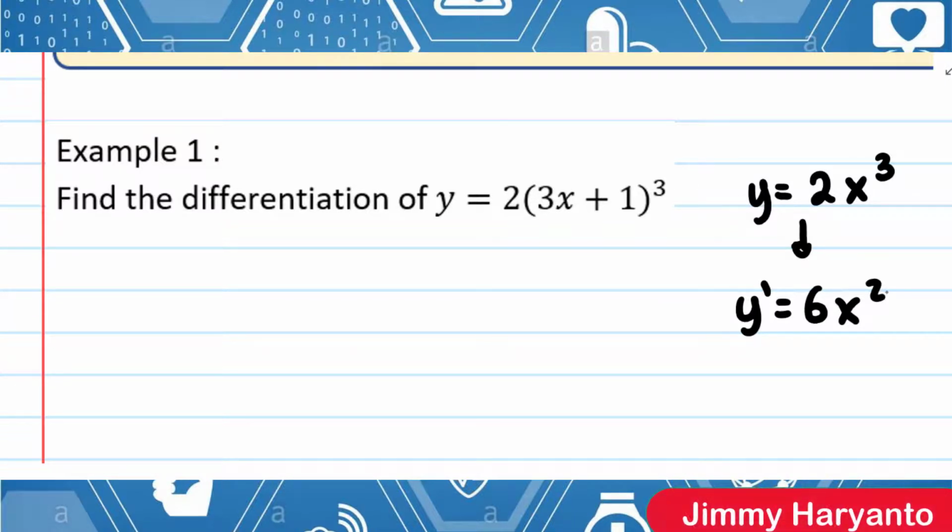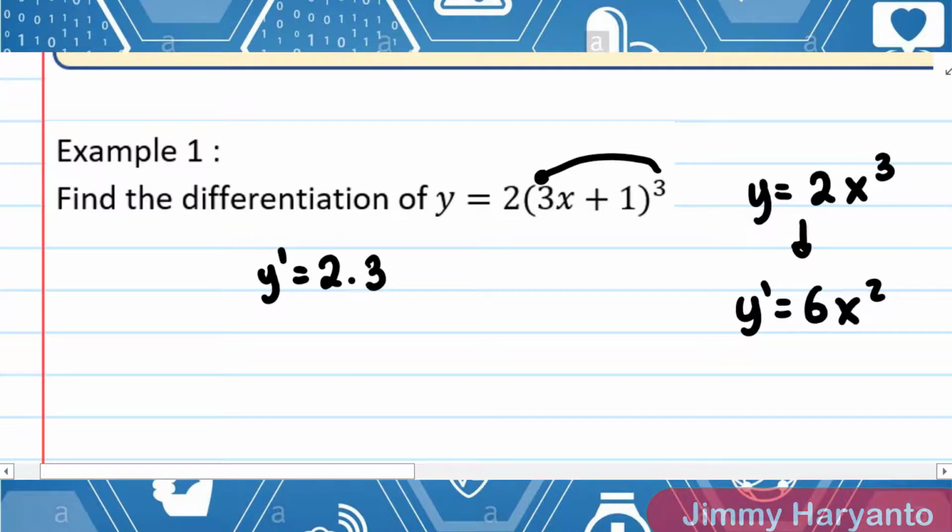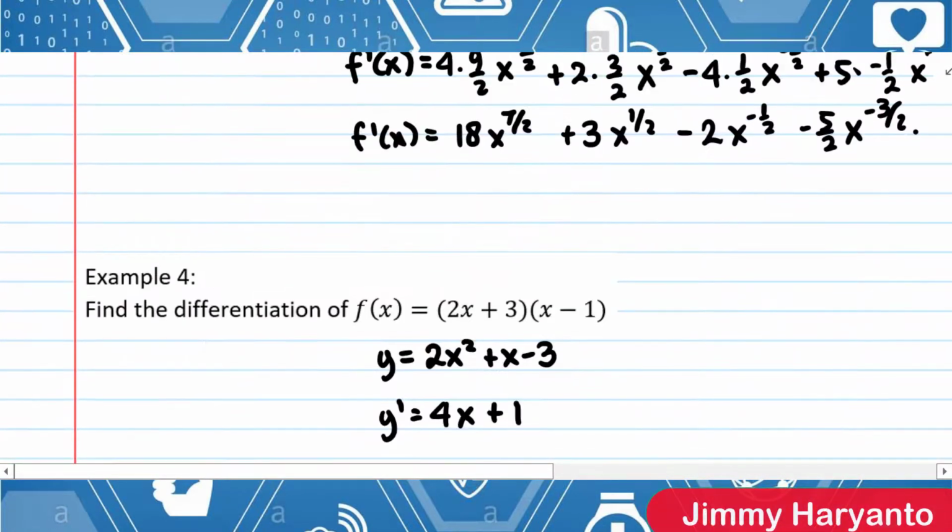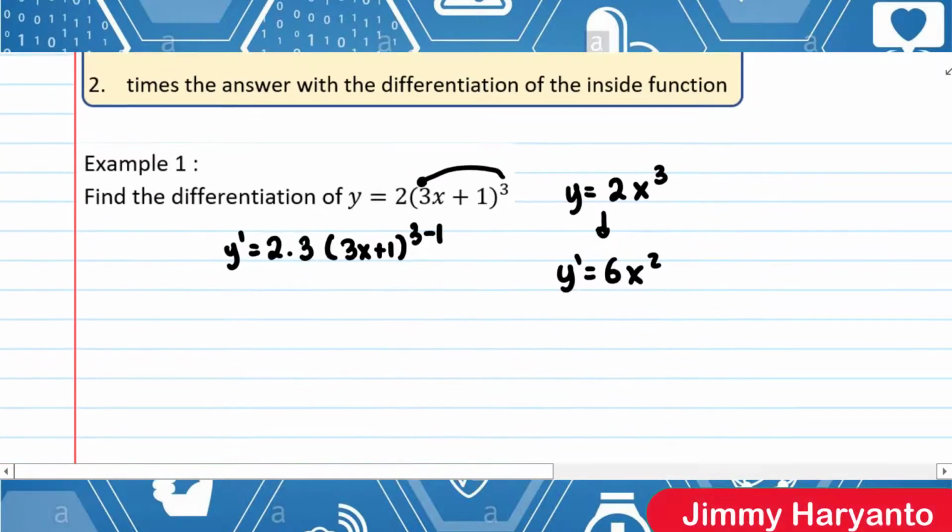That means this function is a composite function. When you face a composite function, you have to take a look at the outer function first. The outer function is like this, 2x to the power of 3. So you only have to follow the rules for the power function. The power function is 2 times the power, which is 3, and then times the function with the power reduced by 1. So this is the normal method that we already learned on the previous slide.